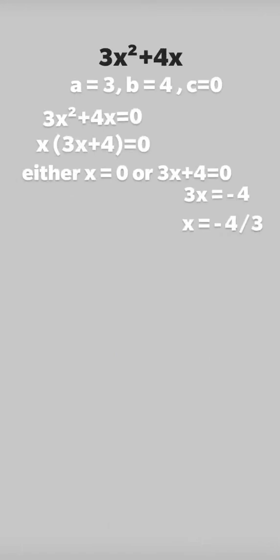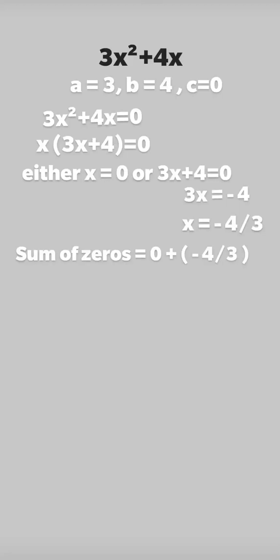So we got a value of x as 0 and -4/3. So here we have to write zeros are 0 and -4/3. Students, you write that zeros are 0 and -4/3, which I have not printed here.